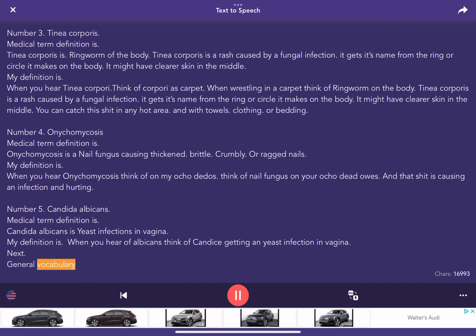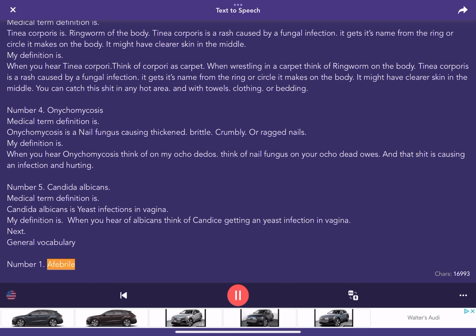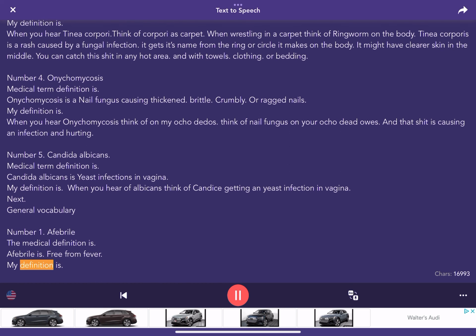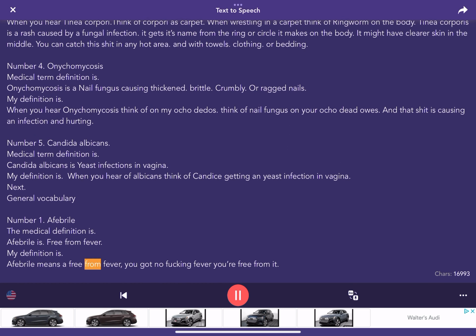Next, general vocabulary. Number 1. Afebrile. The medical definition is, afebrile is free from fever. My definition is, afebrile means free from fever. You got no fucking fever, you're free from it.